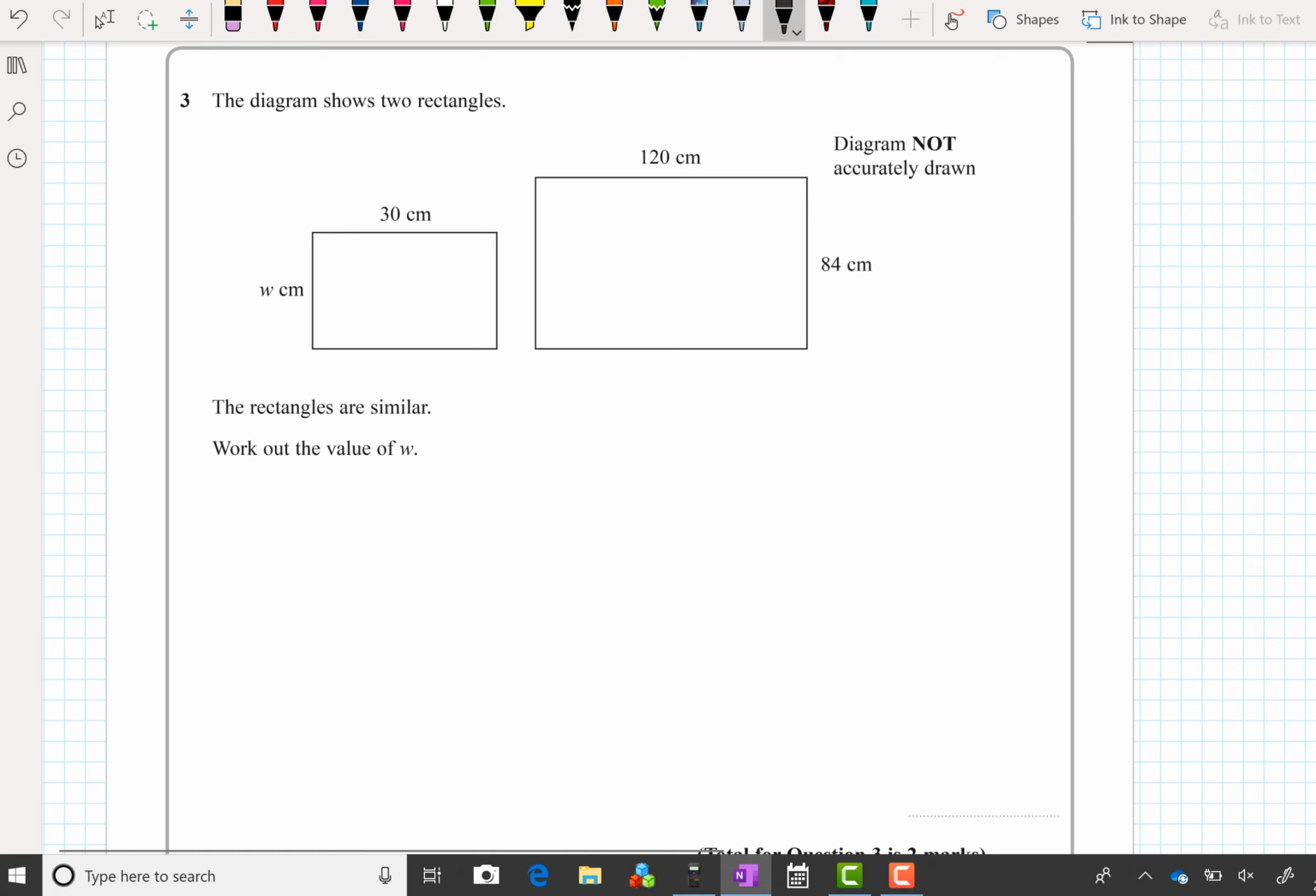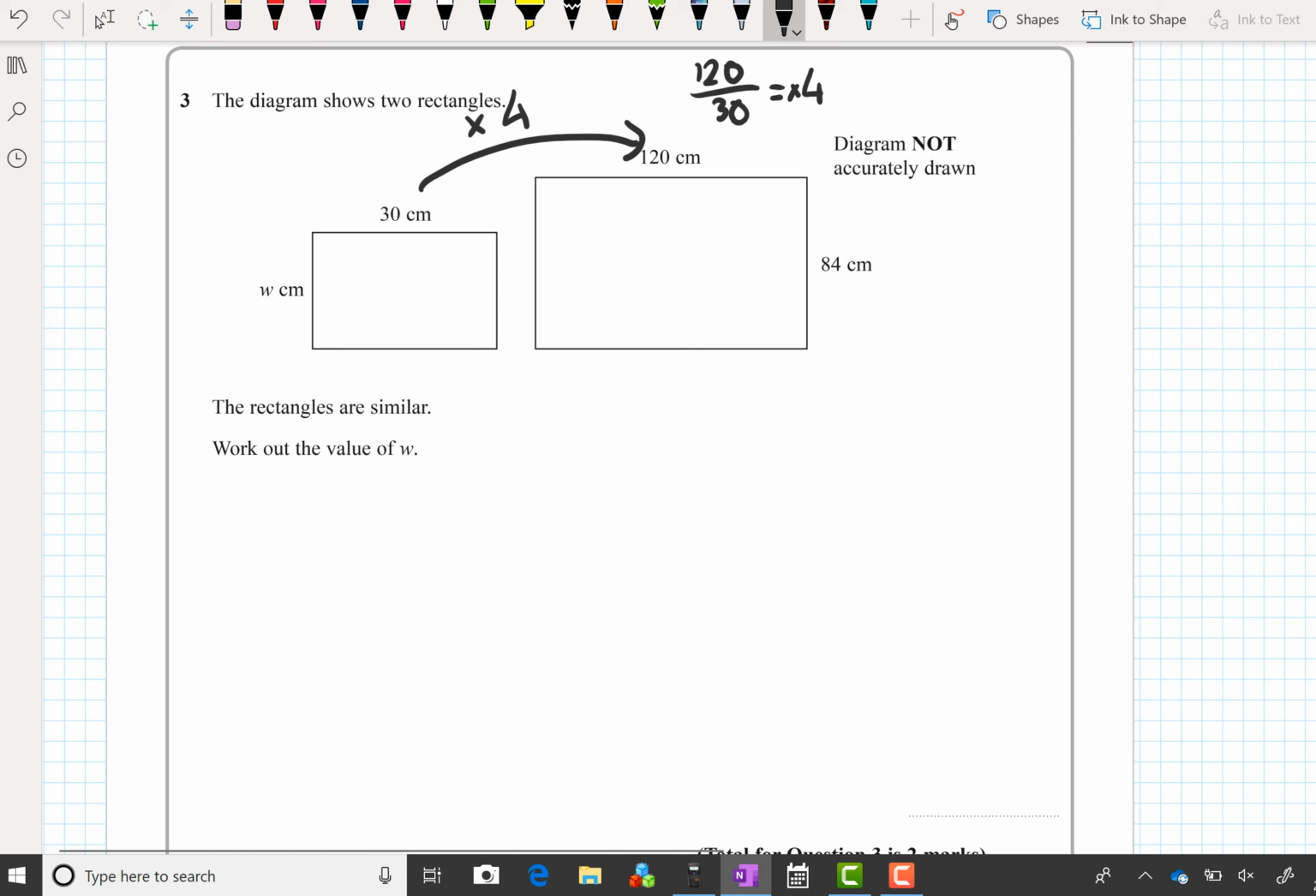So if this side is similar to this, when it gets scaled up, you're multiplying by 4 there, or if you don't know, you can just do 120 divided by 30, and get an answer of 4 on the calculator. That's how many 30s go in. That's what it's being multiplied by.